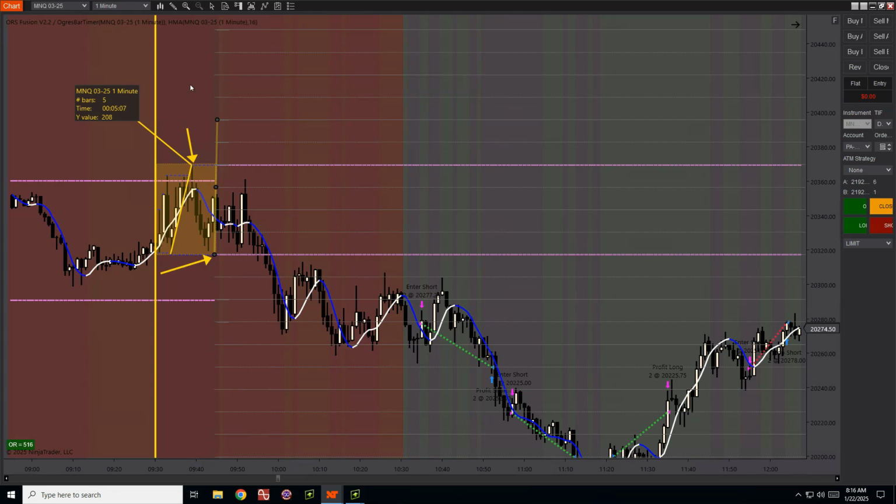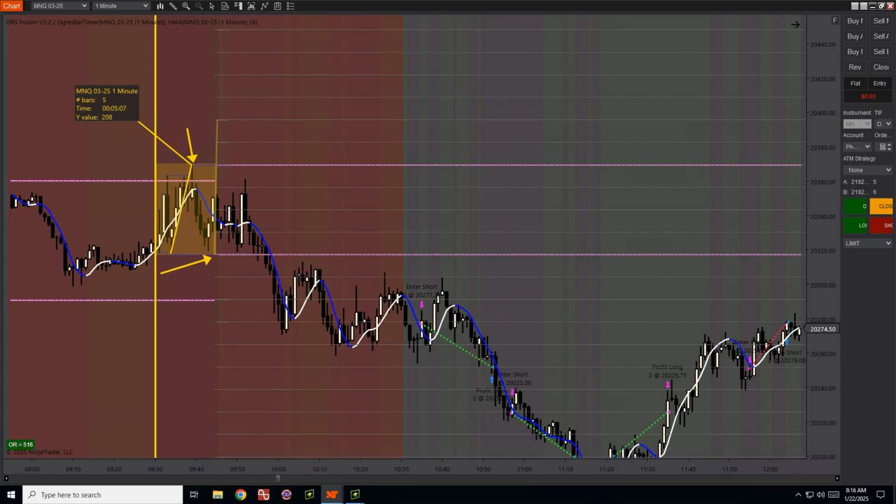So we got our high and our low opening range, about 208 ticks. Now ORS will calculate this exactly, and you'll get a little green button down here that says OR equals. Yesterday happened to be 516 ticks, which is a very large opening range. So we got our split up here, 1, 2, 3, 4 sections. Now each section is going to be 208.